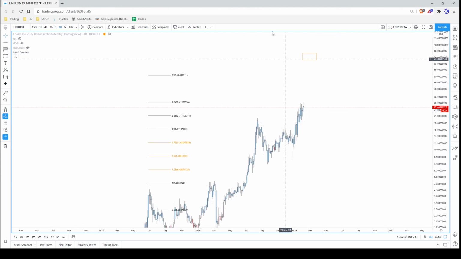Could this be heading that way? Absolutely. I think it is. I think that we get a 3x move here. I think we get a 3x move on YFI. I think we get a 3x minimum move on a ton of coins out there.